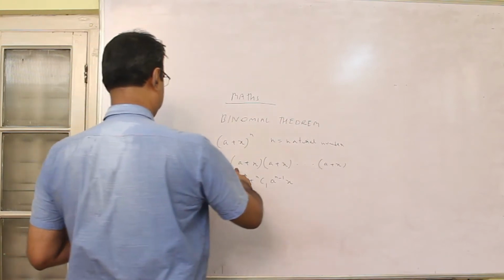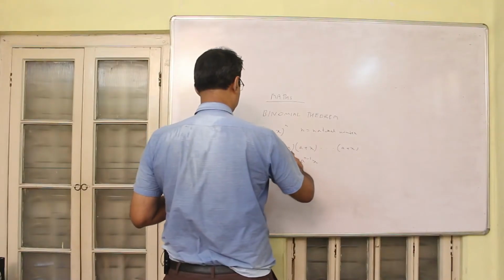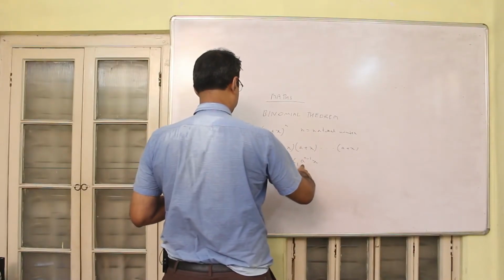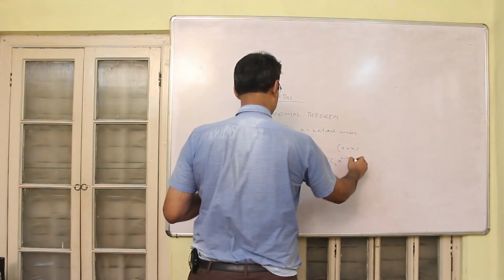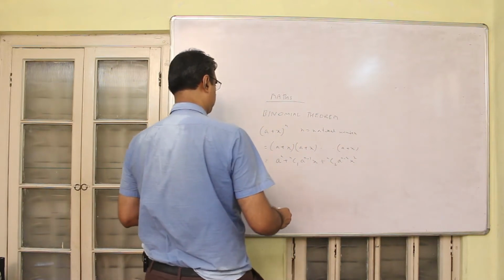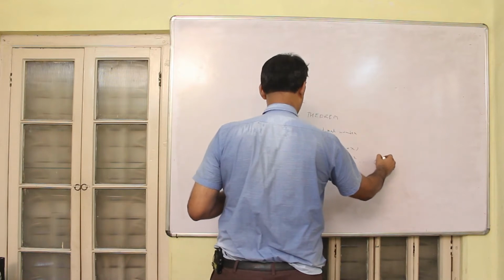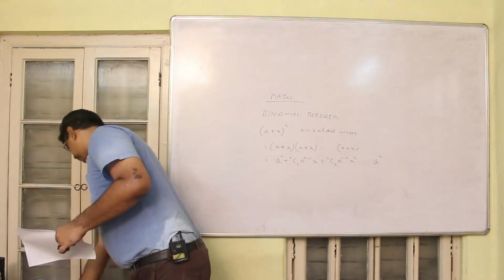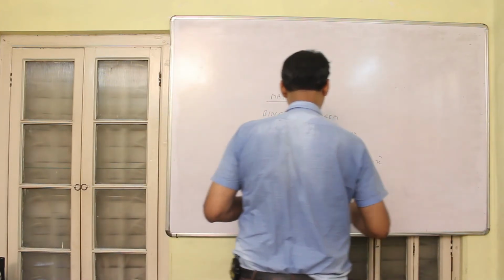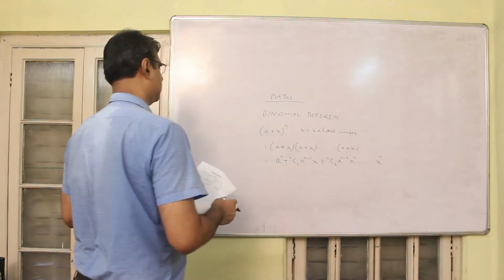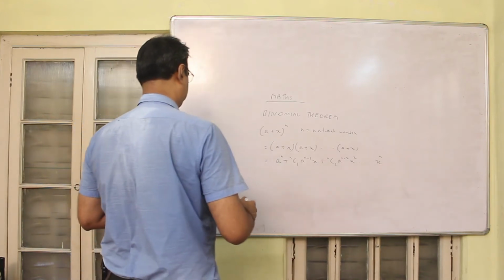So if we choose a from every bracket, we will get a to the power n, or if we choose x from one bracket and a from the remaining, we will get this. If we choose x from two brackets and a from the remaining, we will get this. And if we proceed in this manner, then finally we will get x to the power n. So this is known as binomial expansion of a plus x whole to the power n.